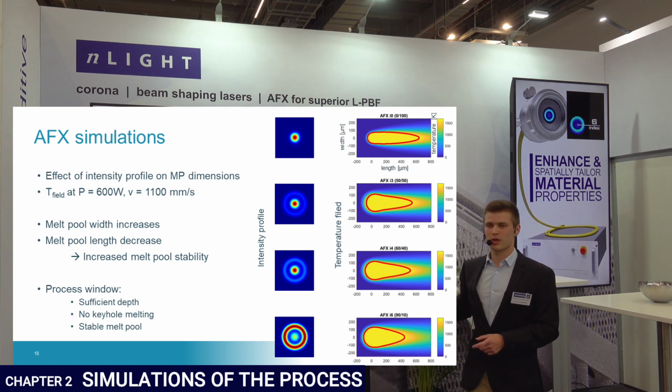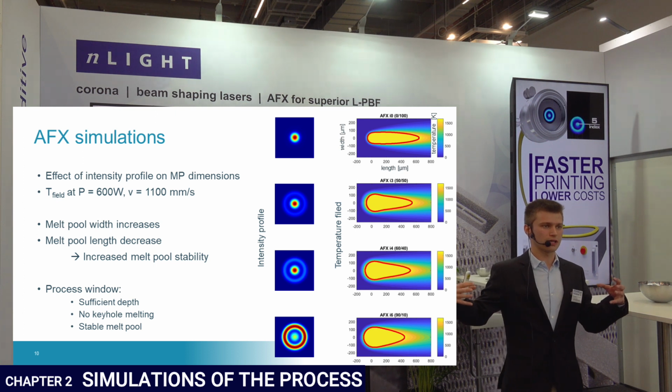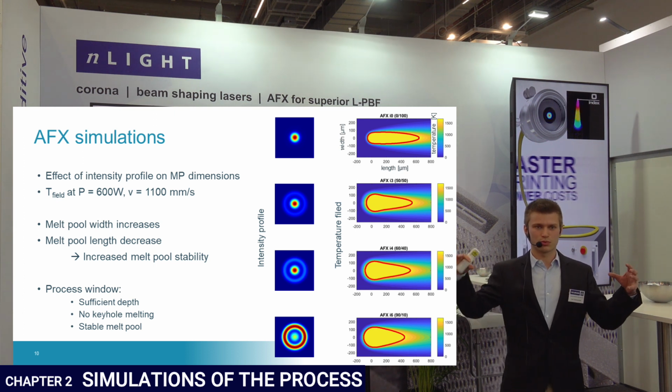And this reduction in melt pool length is quite significant because that means that we get a more stable melt pool. Because if your melt pool gets very elongated, at a certain point you will achieve balling, where you no longer have a very continuous track but different beads.